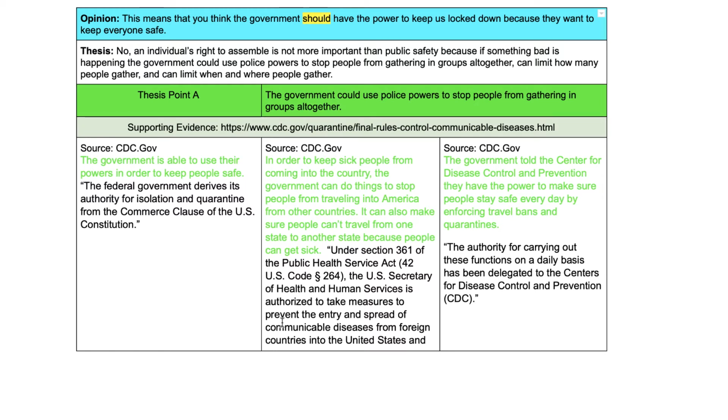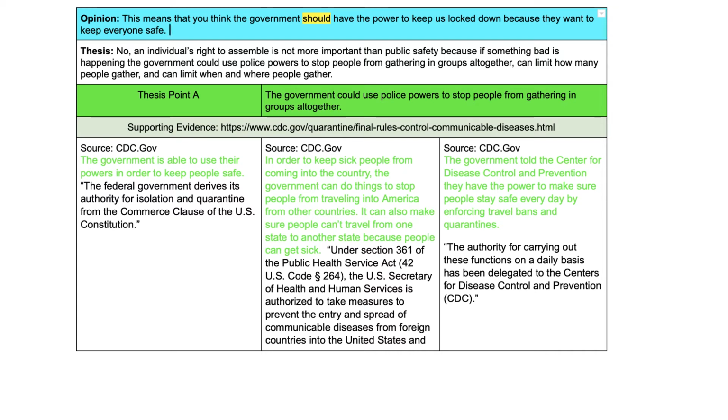Okay, now we have to prove it. And we prove it with evidence from relevant sources. I went to the CDC. The website that I got the information from is right here. Please feel free to copy it and paste it in your browser and look for yourselves because that's actually what I need you to do after this.